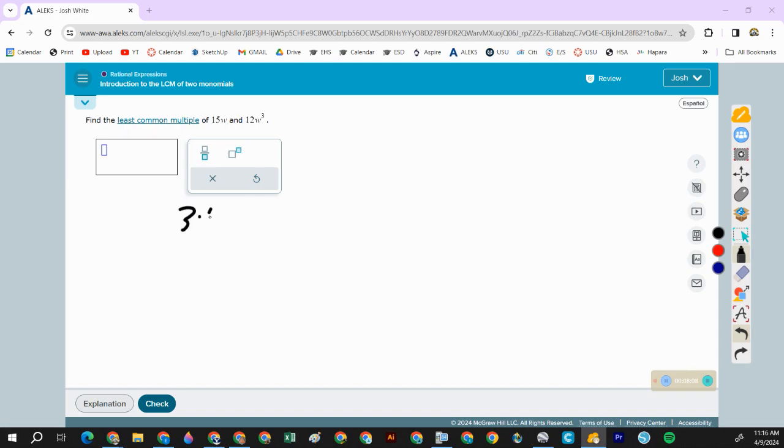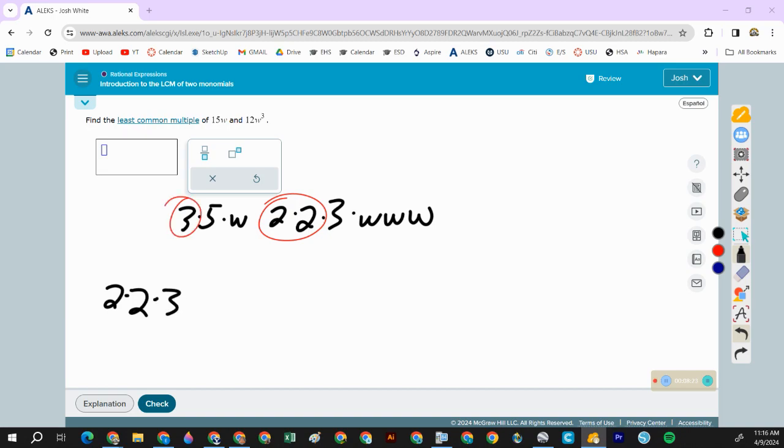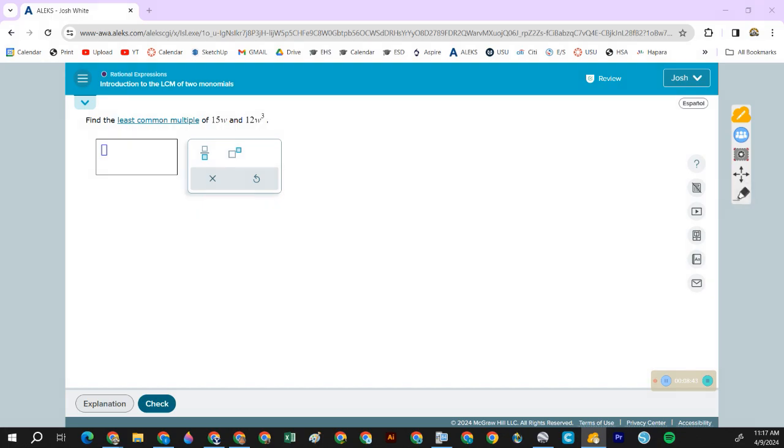So we have 3 times 5 times W and 2 times 2 times 3 times W, W, W. So I need a pair of 2's. I need a 3. I need a 5. And I need 3 W's. So that's 4 times 15, which is 60 W to the 3rd. Does that make sense? All right. Well, if you get that, why don't we make it harder?